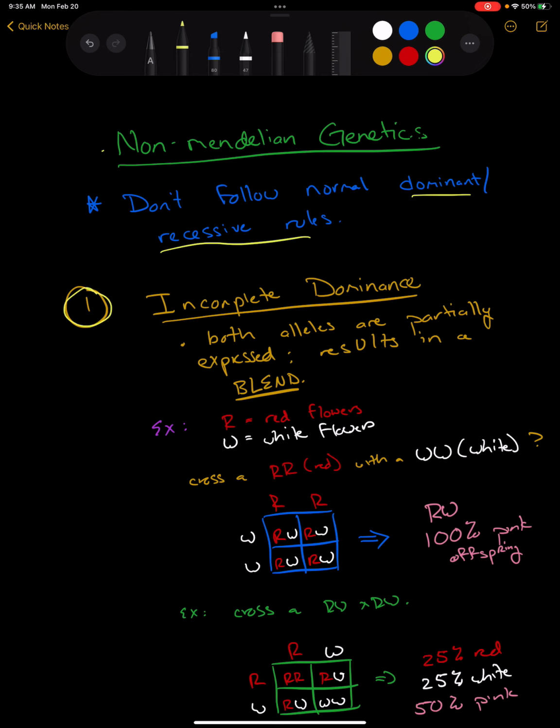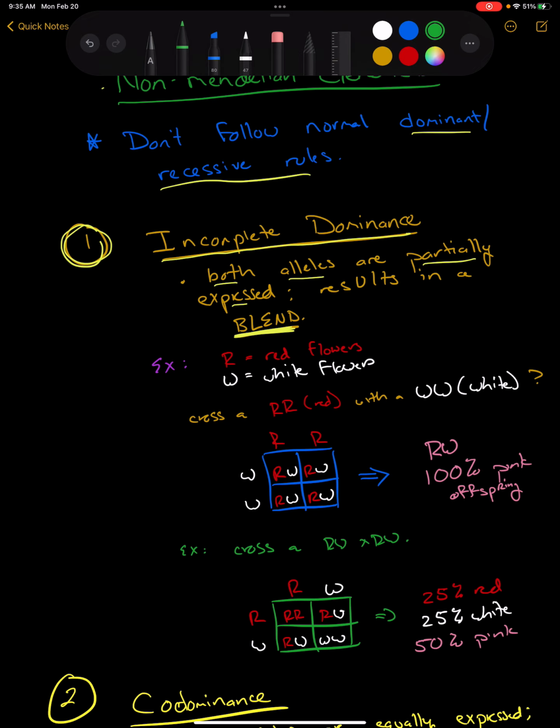The first one being incomplete dominance. Now, incomplete dominance means both alleles, so your letters that you get from your mom and dad, are partially expressed. And that means we get a blend. And this is actually really easy to understand. So let's pretend that we have red flowers and we have white flowers. So what's going to happen if I cross a red flower with a white flower?